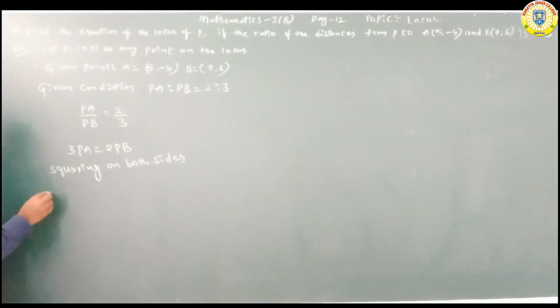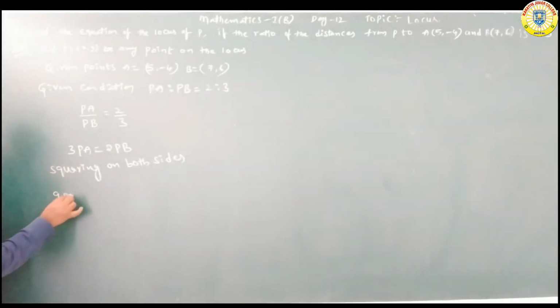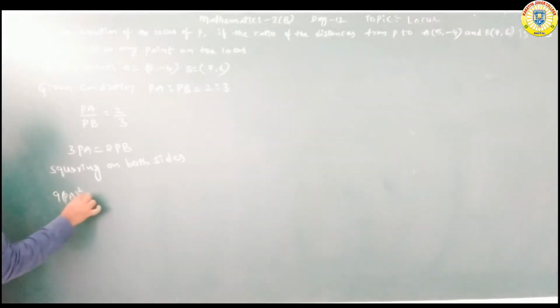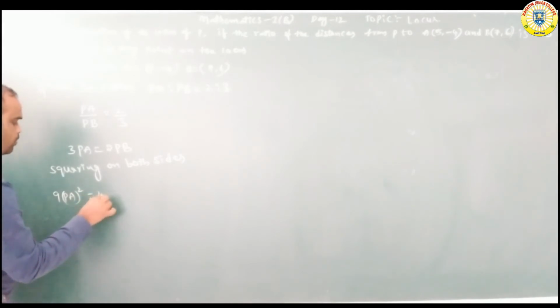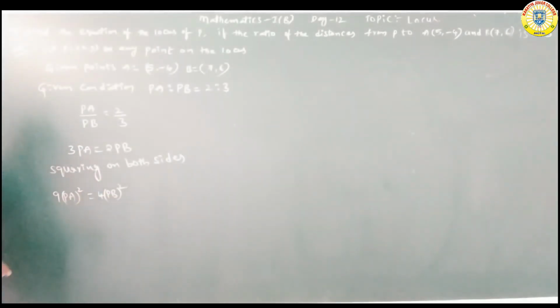Okay, number 3 square is equal to 9, 9 into PA square. 2 square is equal to 4, 4 into PB whole square. Now we are substituting the values of 9 into PA whole square.